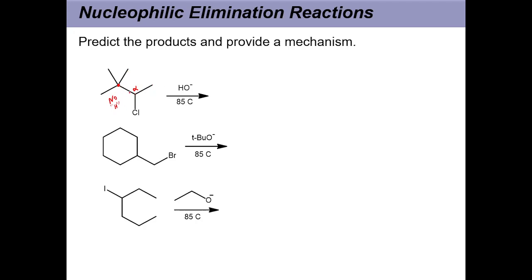It seems like there are two choices, but really the only valid one is the terminal beta carbon. So the hydroxide's oxygen lone pair will attack this hydrogen, and the bond electrons will come to form a double bond between the alpha and beta carbons, and the chloride will leave. The product is going to be this alkene, and of course chloride, which is negative.